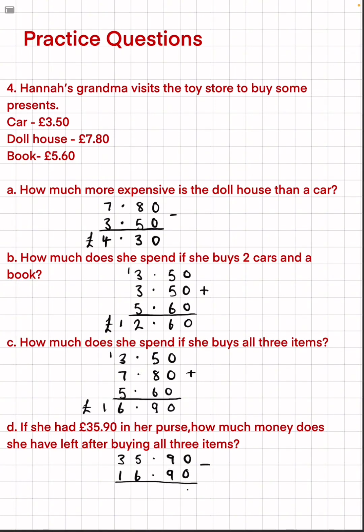0 minus 0 is 0, 9 minus 9 is 0. Remember to put the decimal point down. 5 minus 6, we can't do that because 5 is a smaller number than 6. So we need to borrow from the next column. We're going to borrow 1, so 3 minus 1 is 2. And we're going to put 1 here. Now we've got 15 minus 6, which is 9. 2 minus 1, which is 1. So the answer is £19.